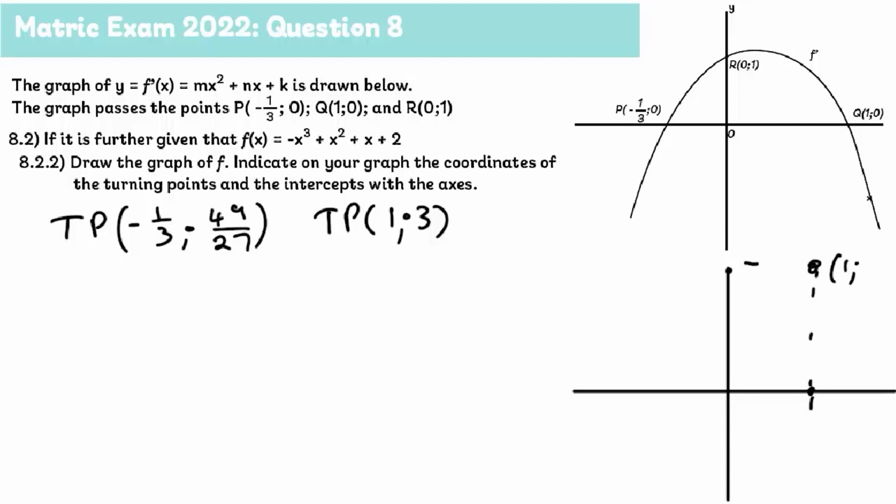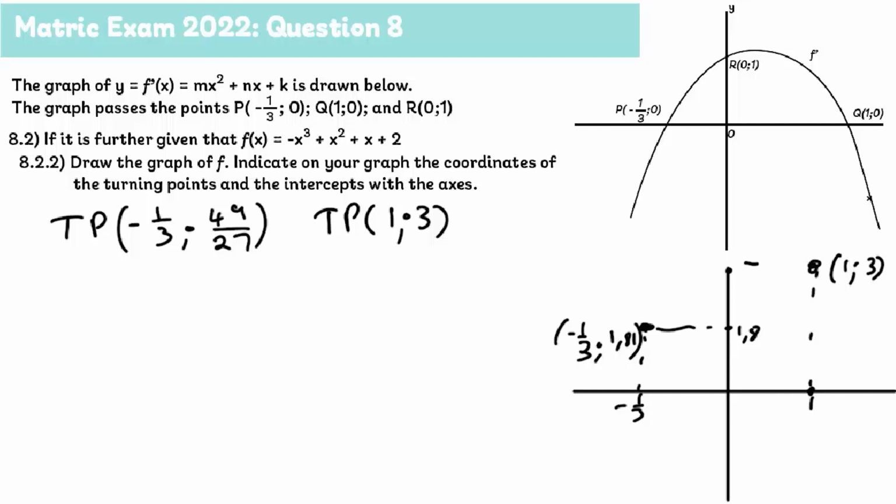That'll be (1; 3). The other turning point is on this side over here, where x is minus 1/3 and y is 1,81. Round about here somewhere is 1,81. So this turning point is (minus 1/3; 1,81). Okay, so there we go. That's really awful.